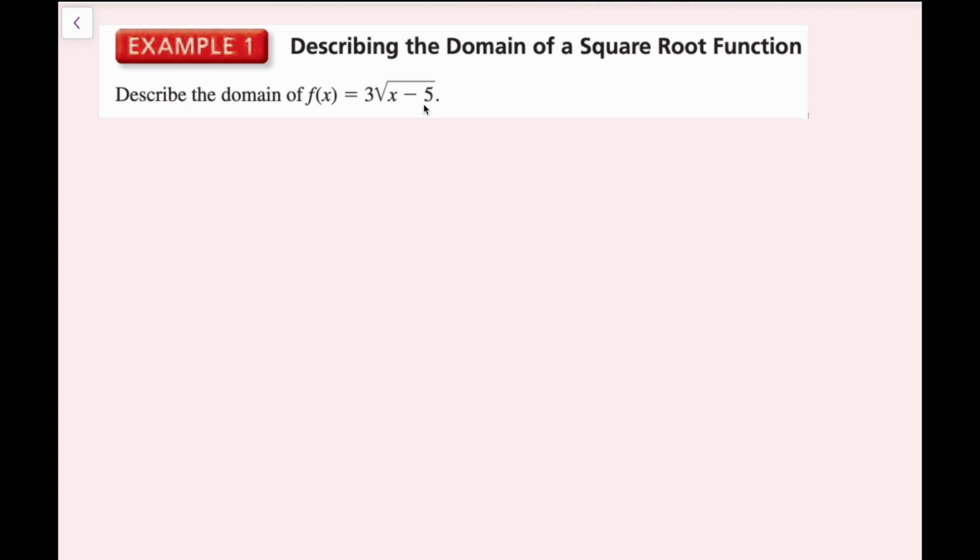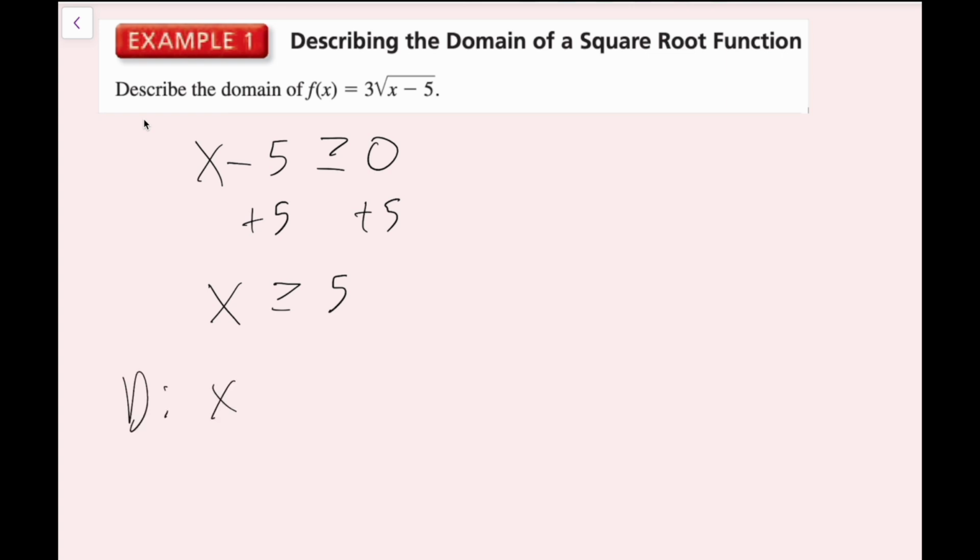So what I'm going to do is set x minus 5 greater than or equal to 0, because this has to be larger than or equal to 0 in order for me to actually get a real number that pops out of this. So to solve this, I'm just going to add 5 on both sides, and I get x is greater than or equal to 5. So this is my domain. So my domain is x is greater than or equal to 5. And now we're done with this one.